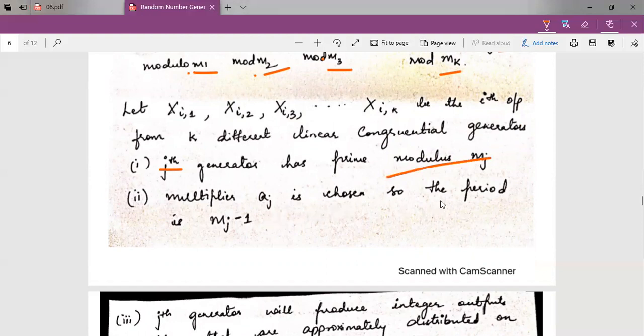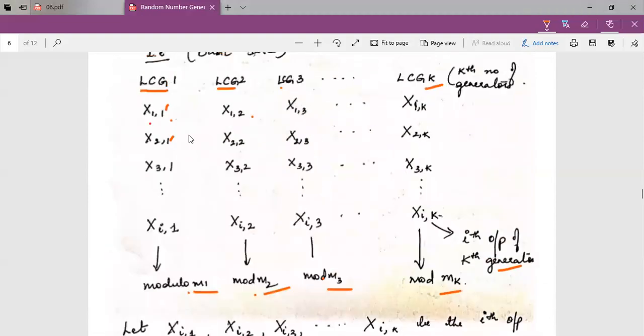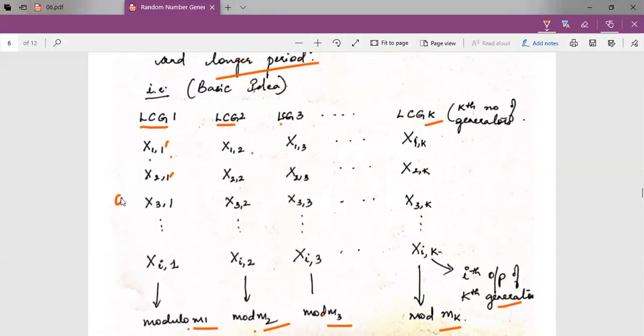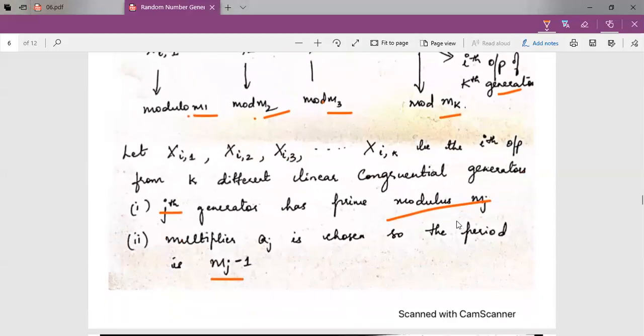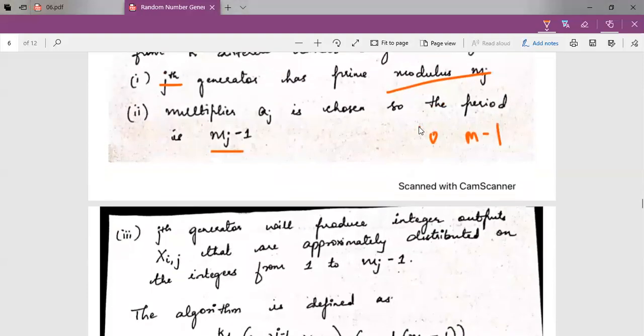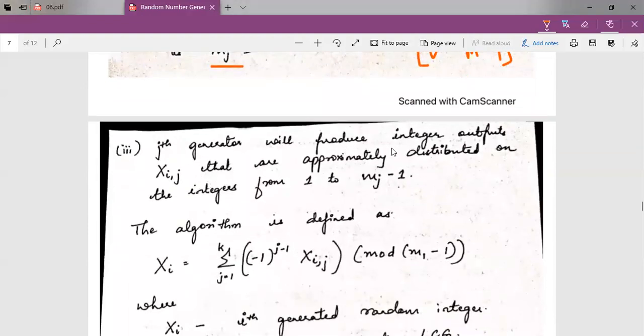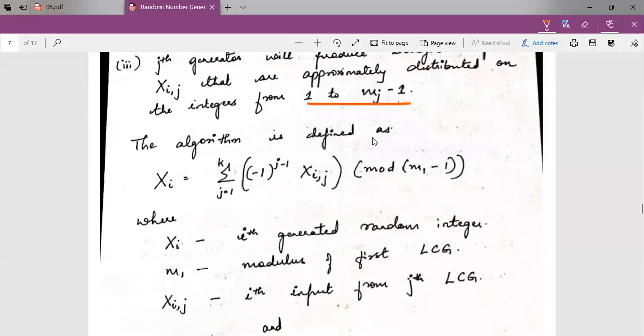The multiplier aj is chosen so that the period is mj minus 1. The multiplier aj is in the recursive equation, that is, for each of the generators we need a value of a. And once again, the period is mj minus 1, that is, modulo m minus 1. The values are always between 0 and m minus 1. This is the interval of the random numbers that are generated. The jth generator will produce integer outputs X(i,j) that are approximately uniformly distributed on the integers 1 to mj minus 1. The algorithm is defined as follows.